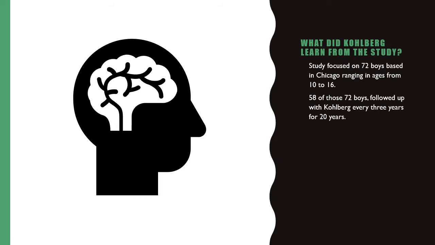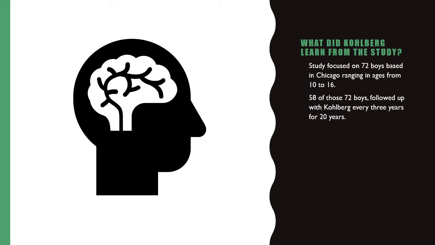With those questions in mind, it's important to know what Kohlberg learned from the study. Kohlberg focused on 72 boys, all of them based in Chicago and ranging in ages from 10 to 16 years of age. 58 of those 72 boys followed up with Kohlberg every 3 years for 20 years. In that time, they would sit down with Kohlberg and have 2-hour interviews where they were expected to answer a series of questions that went along with 10 separate dilemmas. Each of these dilemmas were hypothetical situations.